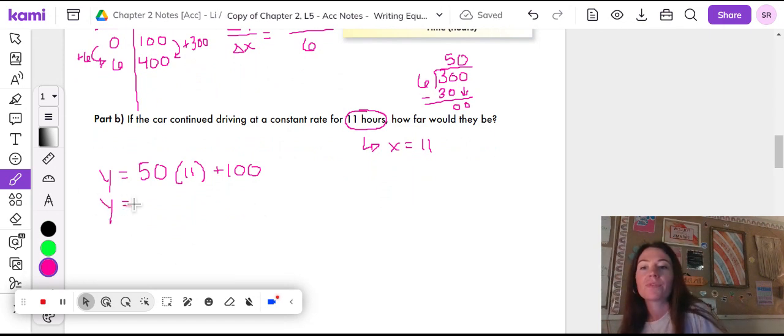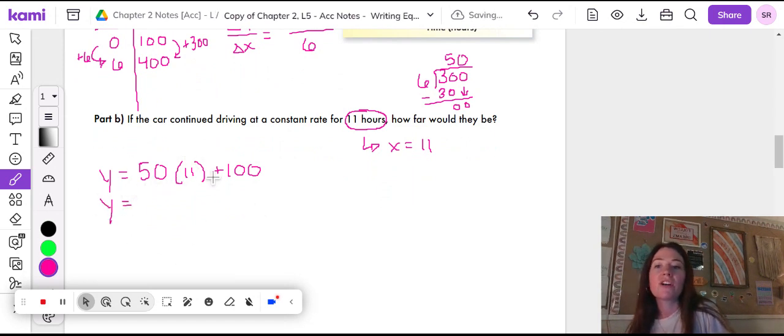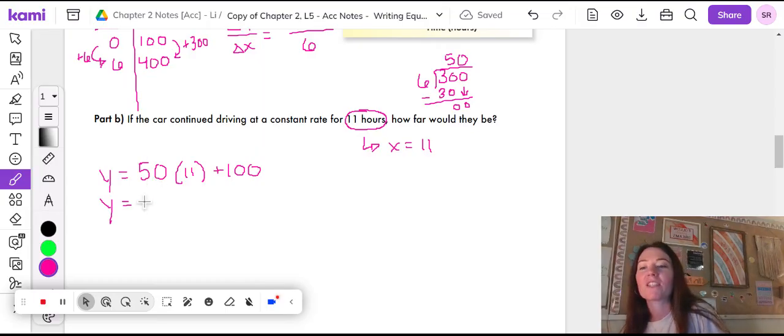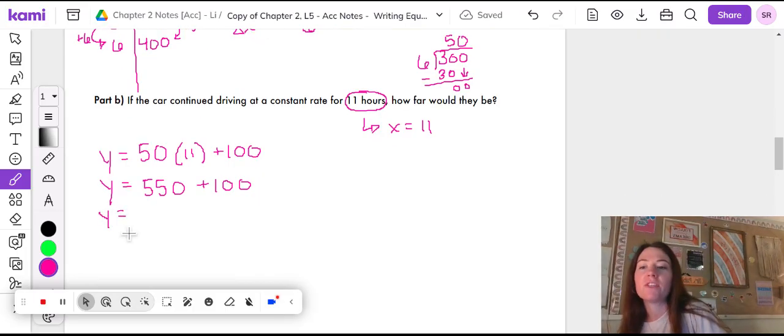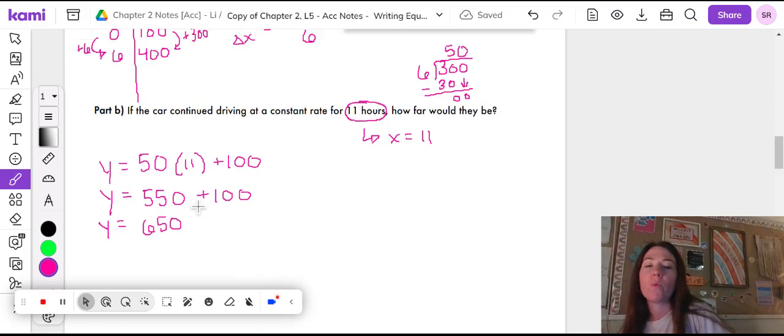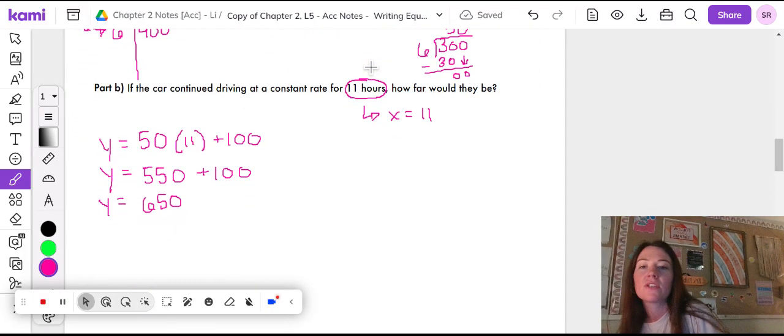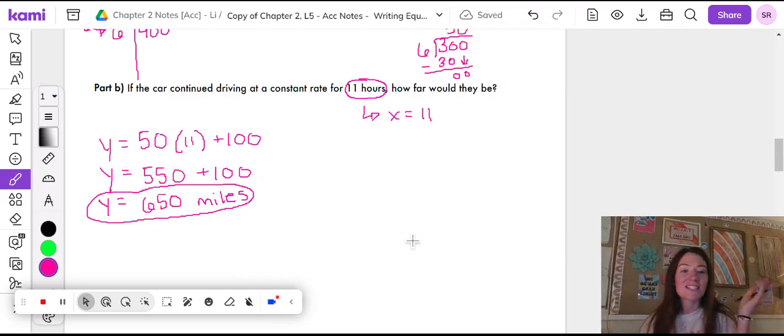Okay, so to do this calculation without a calculator, 5 times 11 is 55, and then add your 0. 550 plus 100 would be 650. Remember, y is representing miles, so this is 650 miles. It makes sense because we were asking how far they would be. They would be 650 miles away from their starting point.